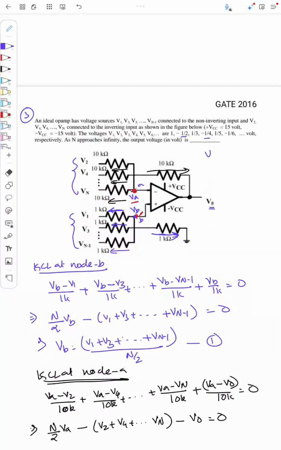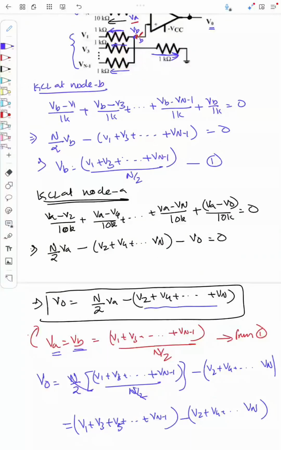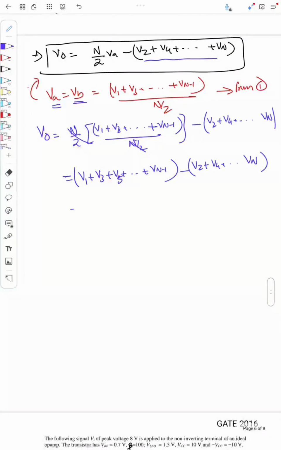Or I can say Vi is equal to minus 1 power i plus 1 into 1 by i. If i is odd, this will be a positive number, and if i is even, it will be a negative number, like that. So if I substitute here, it will be V1 is 1 plus V3 is 1 by 3 plus 1 by 5 plus etc. plus 1 by n minus 1, and this is minus 1 by 2 plus minus 1 by 4 plus etc. minus 1 by n.